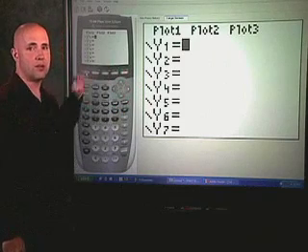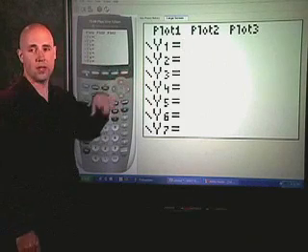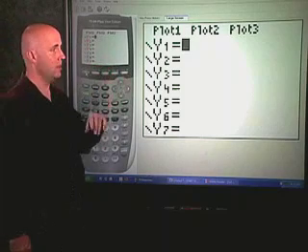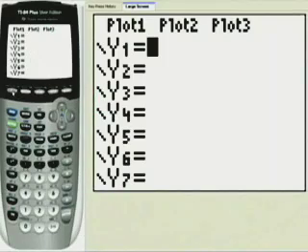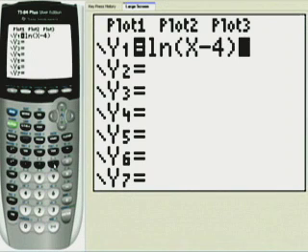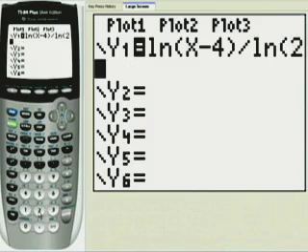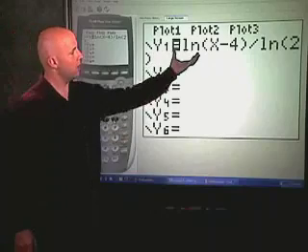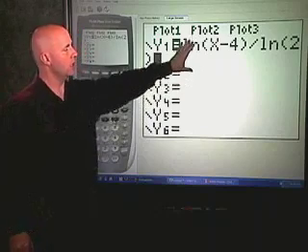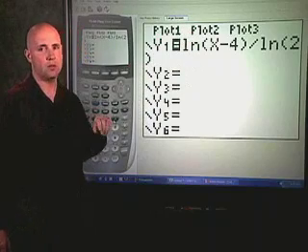I'm going to enter the left side of our equation in y1 and the right side in y2. When we enter that left side, we need log base 2 of (x minus 4) first. We're going to use the natural log, though, in our change of base formula. So we'll do the natural log of (x minus 4). And then from the change of base formula, we're going to divide by the natural log of 2. So this expression right now, natural log of (x minus 4) divided by the natural log of 2, is an equivalent form for log base 2 of (x minus 4).